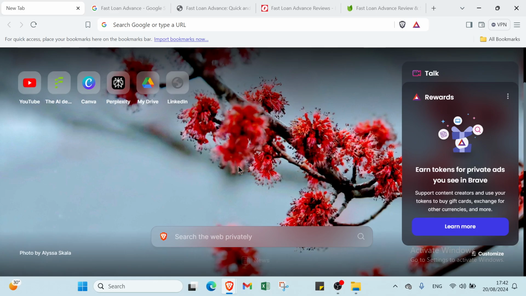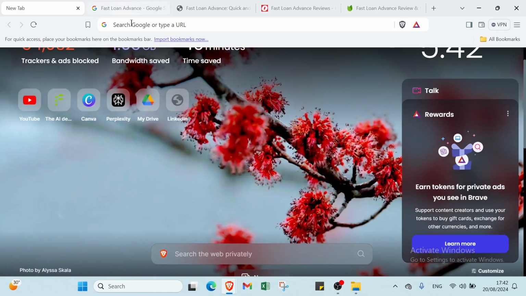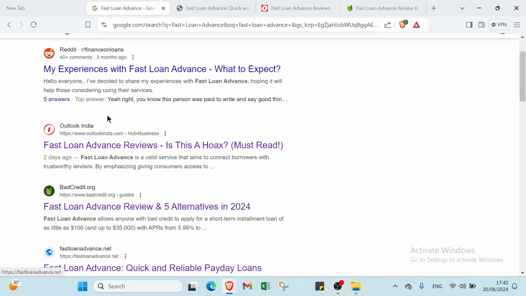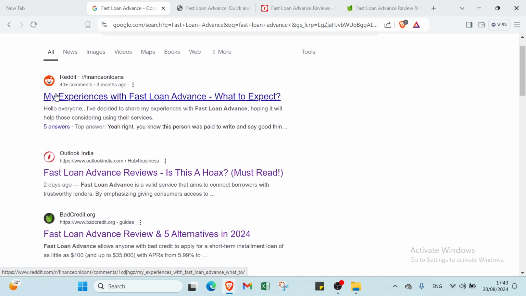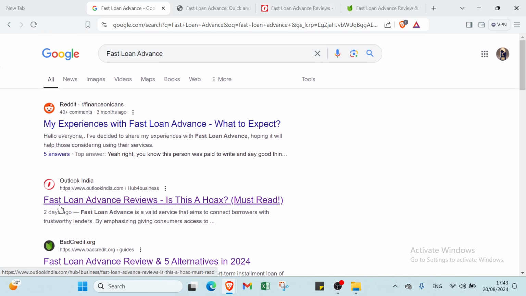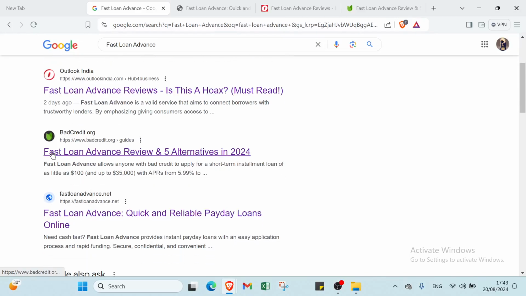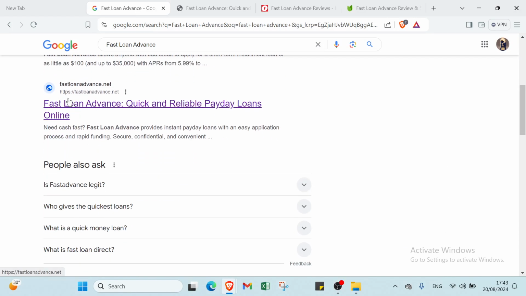So, first of all, you have to open your web browser and dive into Fast Loan Advance. As you can see, we have here various information about Fast Loan Advance. The first website shows that it's ready. You can just click over it and learn more information about Fast Loan Advance. Then we have Outlook here. Also we have bad credit, and we have here the homepage of Fast Loan Advance.